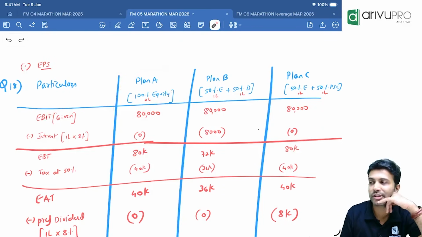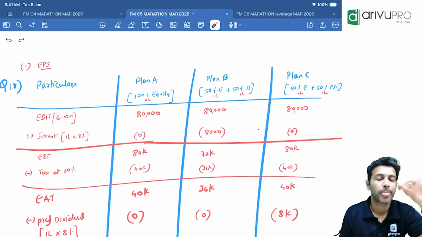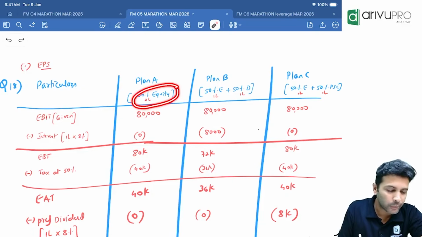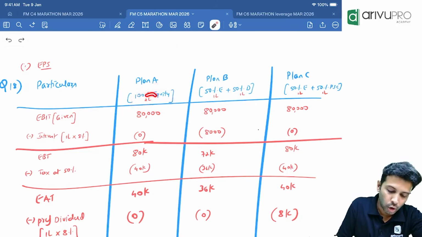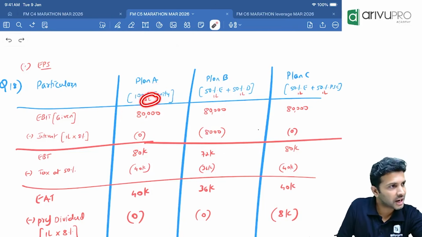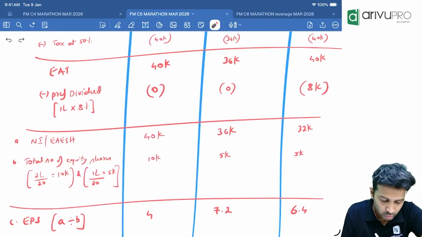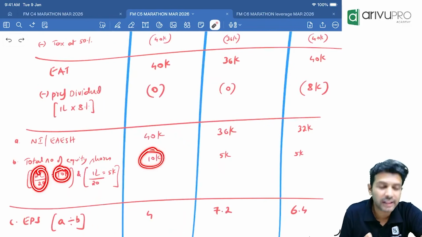First option, what is the total number of equity shares? How much money do we need from equity shares? 2 lakh. What is the issue price? 10 plus 10, which is 20. Totally we need 2 lakh, and each share's price is 20. How many shares? 2 lakh divided by 20, which is 10,000 shares.